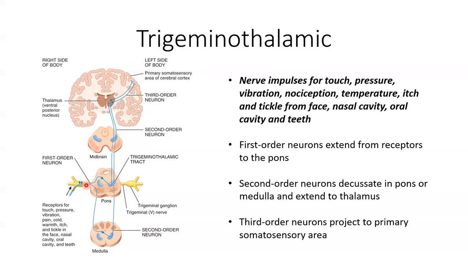Some of our second order neurons will then decussate here in the pons and then go up to our thalamus. Others will actually go down to the medulla, decussate in the medulla, and then go up to form that trigeminothalamic tract and synapse in our thalamus. Our third order neurons then go from our thalamus to the primary somatosensory area of the cerebral cortex on the same side.